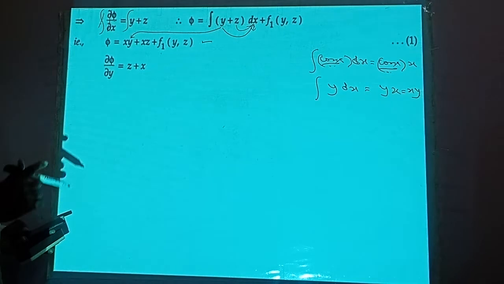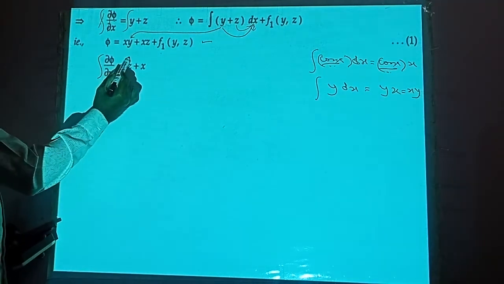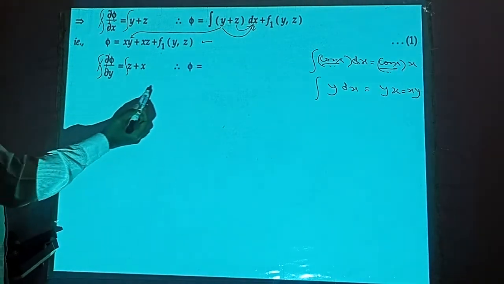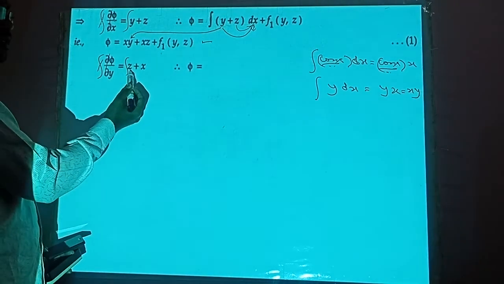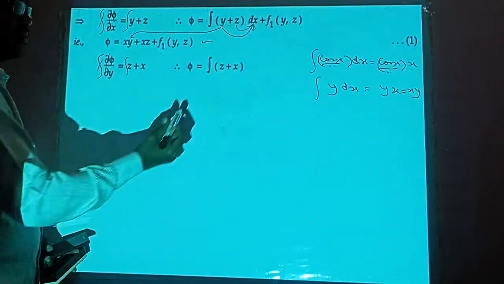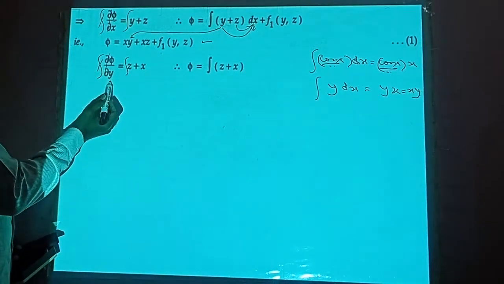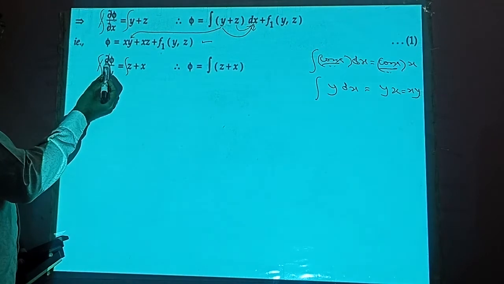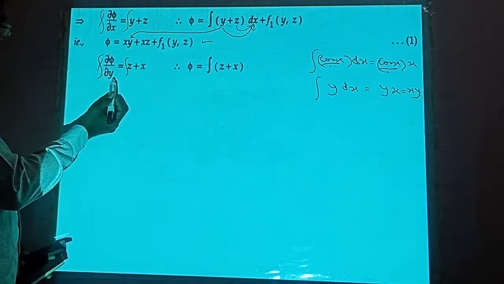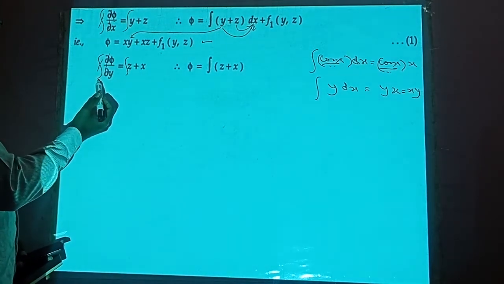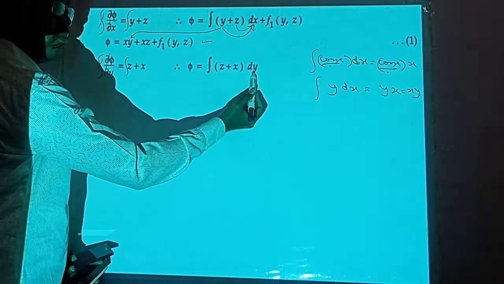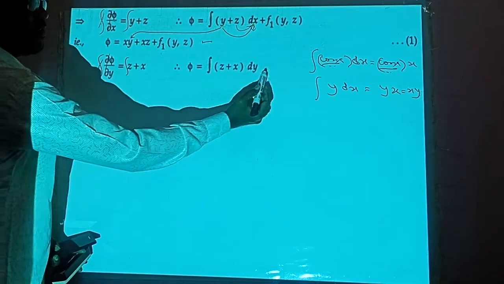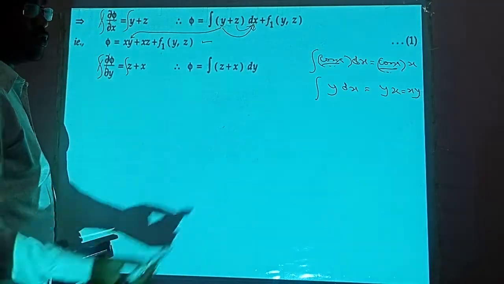Now what happens? We integrate both sides. Derivative and integration will get cancelled. What you get? Phi is equal to the integration of z plus x with respect to y, because we need to cancel this dou by dou y. To cancel dou by dou y, we need to integrate with respect to y only, plus an integration constant.